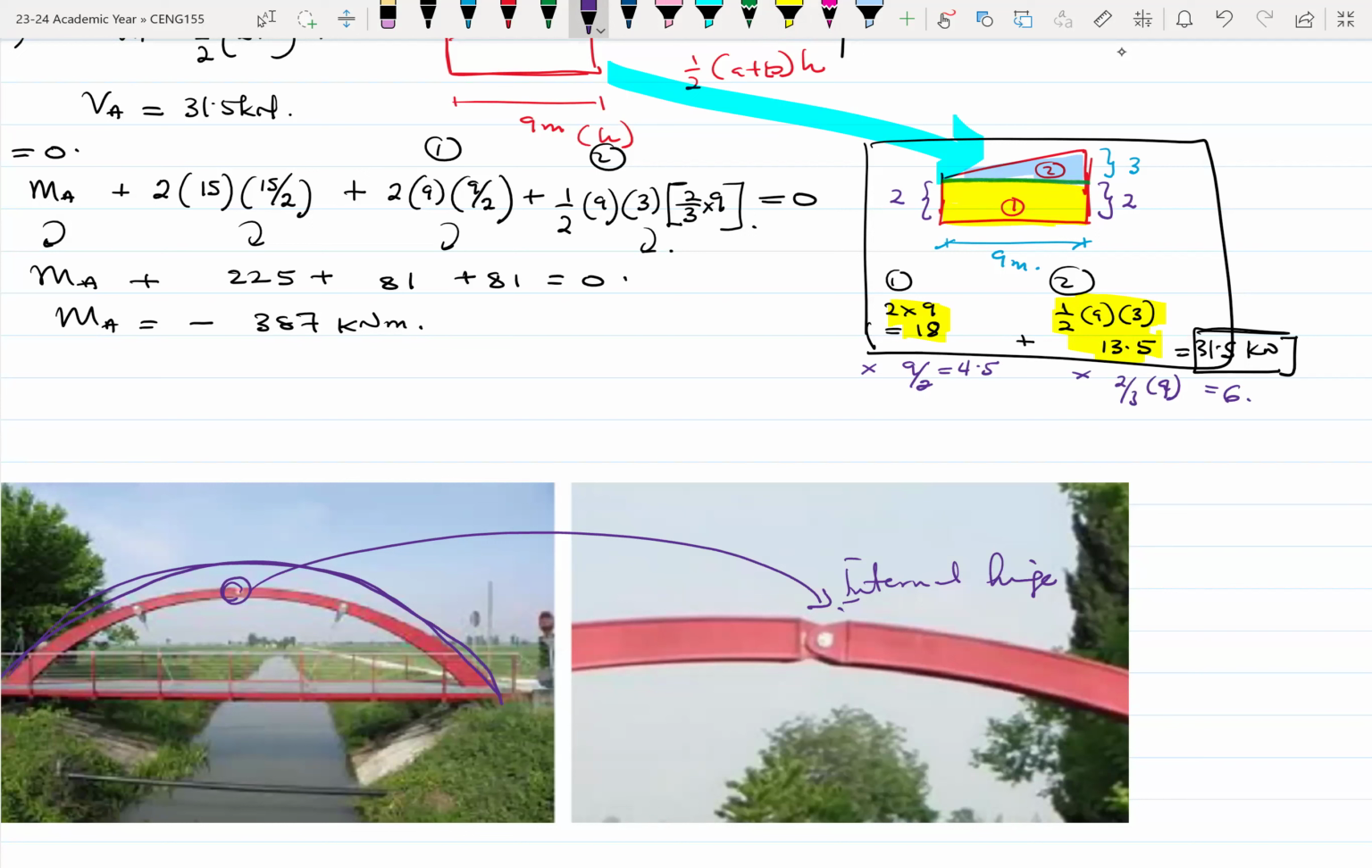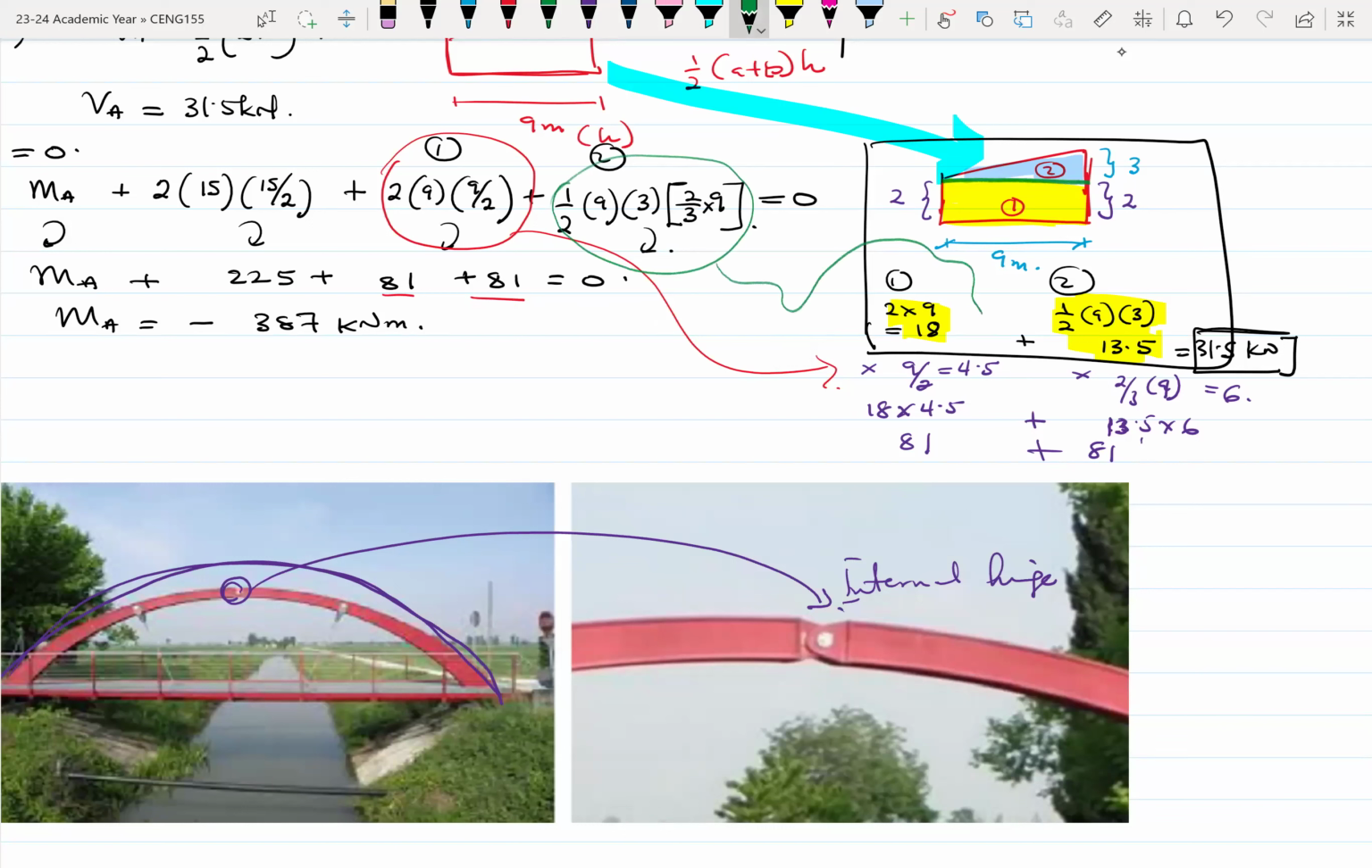So it means that we have to multiply 18 times 4.5, plus 13.5 times 6. 18 times 4.5 will be 81, and 13.5 times 6 will also be 81. This is why I had these two 81 values over here. Part one here is the same as everything in the space, and part two here is the same as everything in the space as well. So at this point, it becomes like a geometry problem, finding centroids, finding areas and stuff like that.